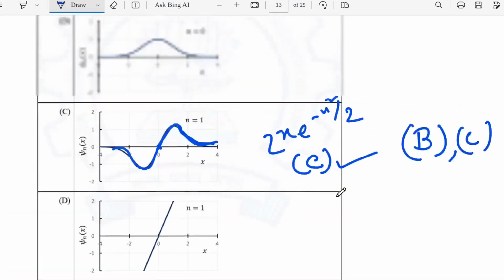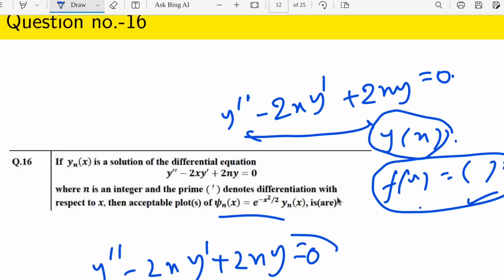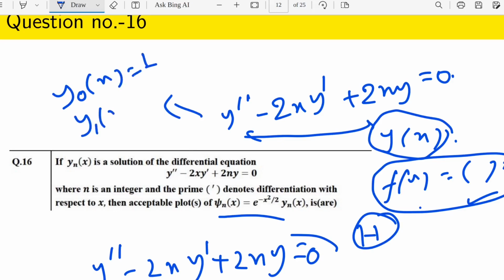So is there any problem on that question, or should we move on to the next one? So we are simply taking the value of h1 of x and h0 of x from the equation itself, right? Yes. So h0 x, h1 x, nothing more than that, because h is the solution of the differential equation. We are talking about h because it is a Hermite polynomial, but for this expression we can directly write y0 x is 1, y1 x is 2x. So we are just putting y0 x and y1 x in that expression: psi n x equals e to the power minus x square by 2 times y n x.